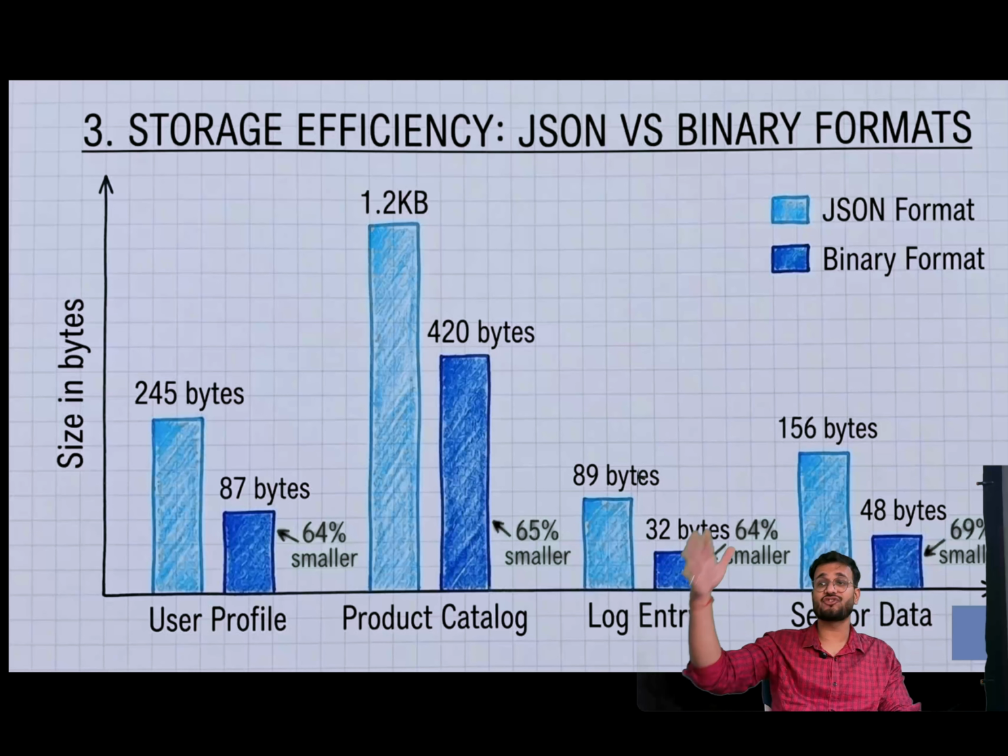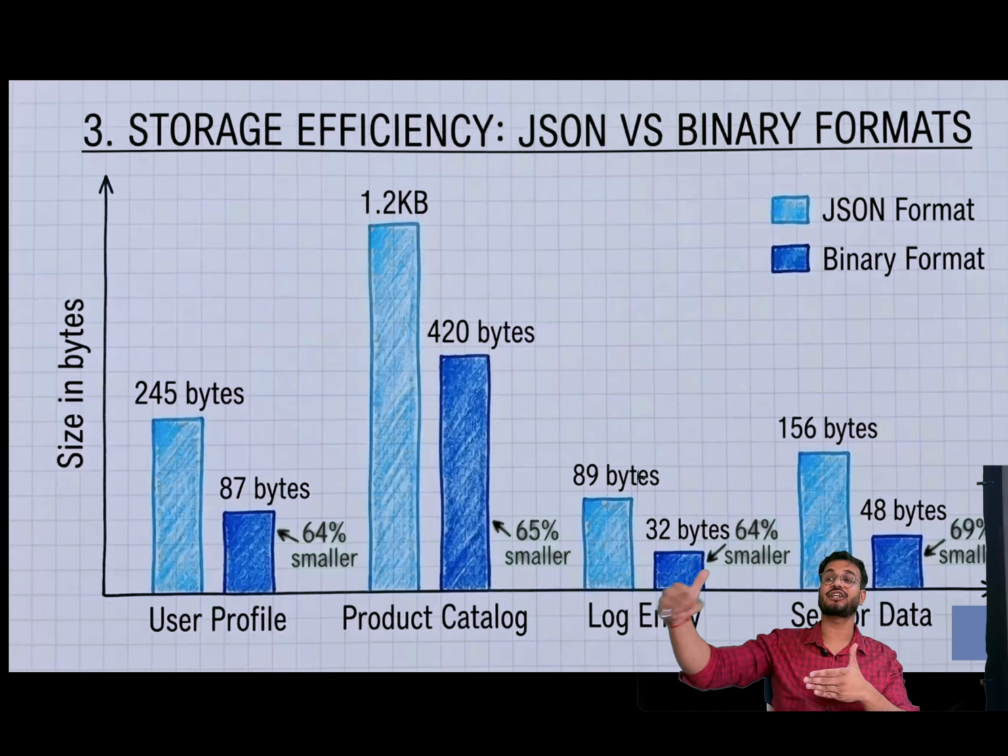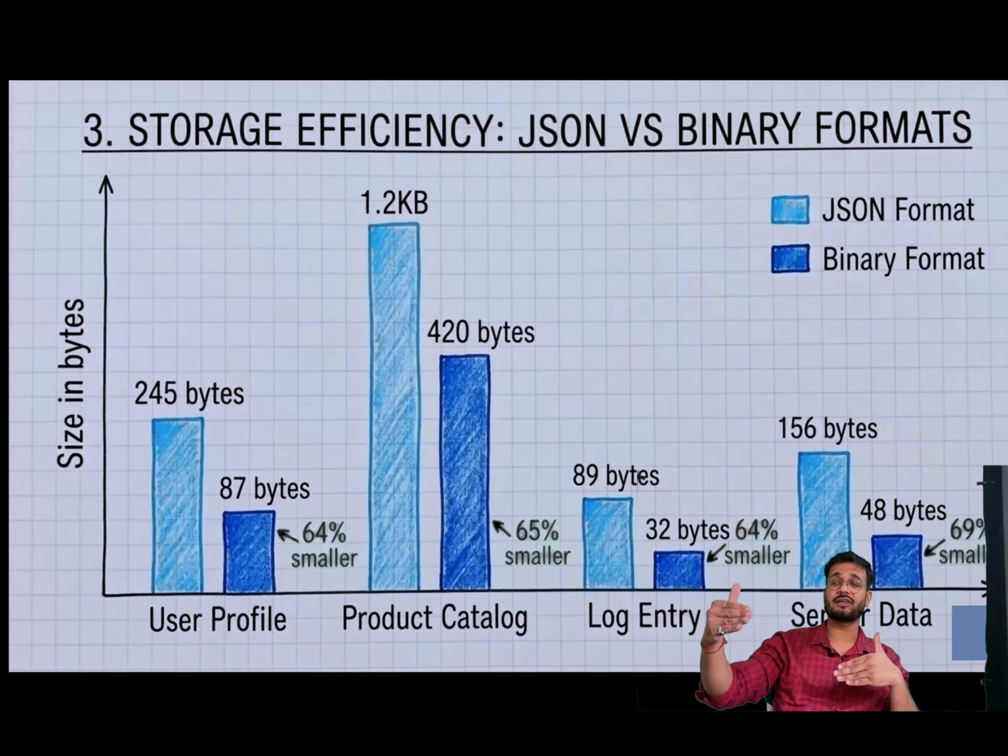Now here's the comparison chart of the differences between the JSON format and the binary format. In each of them, the user profile, the product catalog, the log entry, or the sensor data, you see a 65% difference, roughly. So the difference in size is 65% for the user profile. If the JSON format is using 245 bytes, the similar binary variant uses 87 bytes. So you see the size is way smaller and more compact, and much faster. At Netflix scale, billions of requests happen, and this saves millions in bandwidth cost. But there's a catch. Binary formats aren't human readable. You need tools to inspect them.